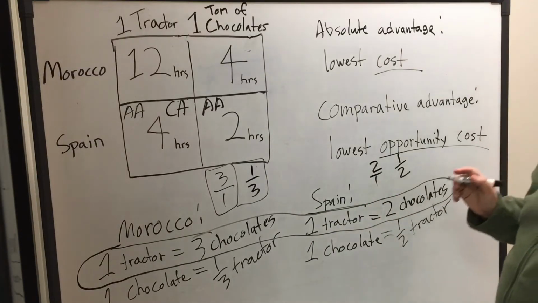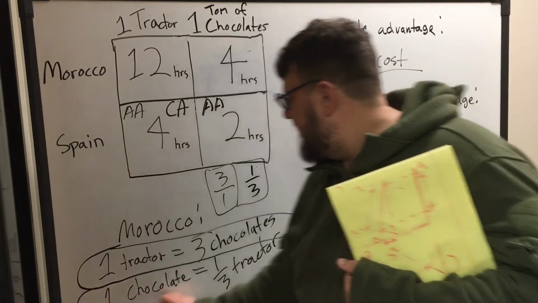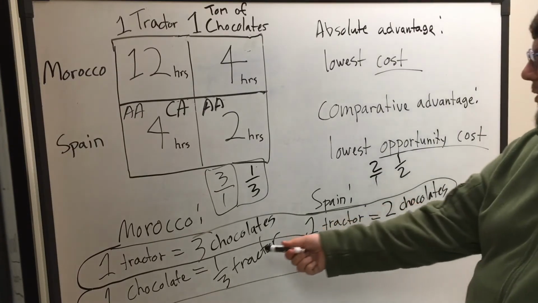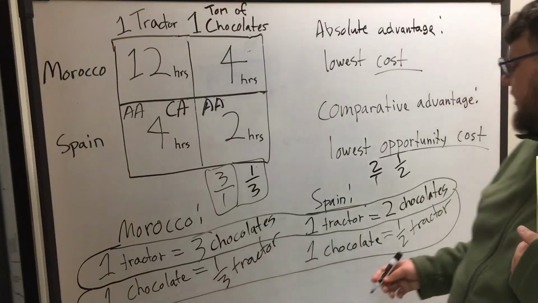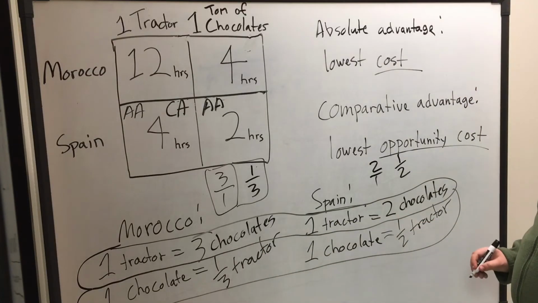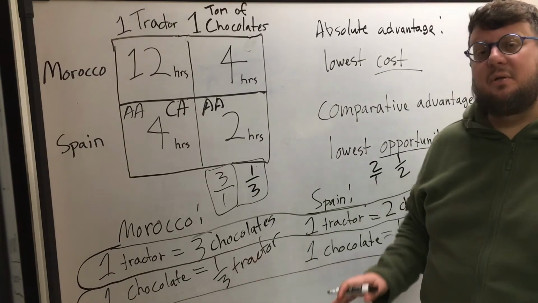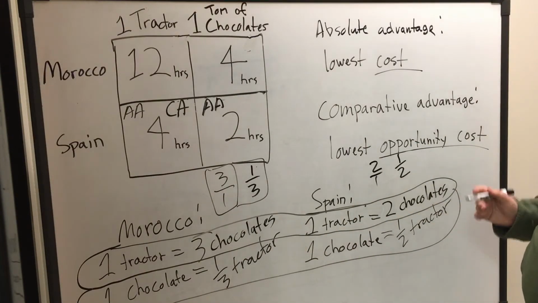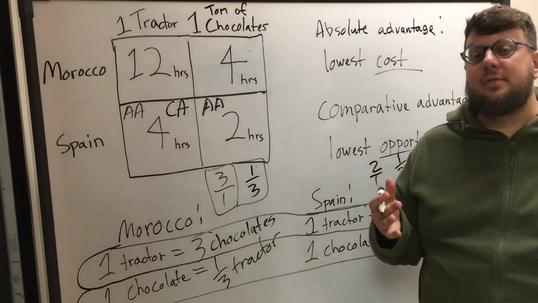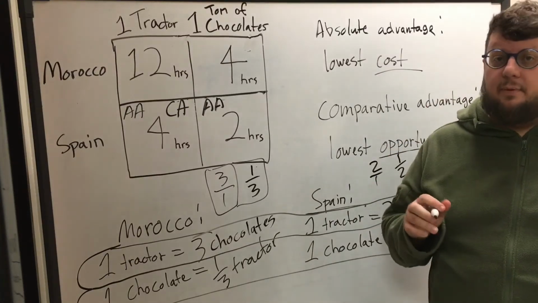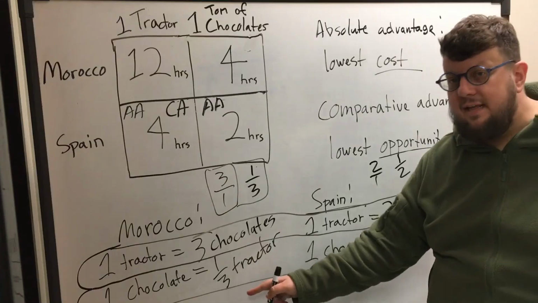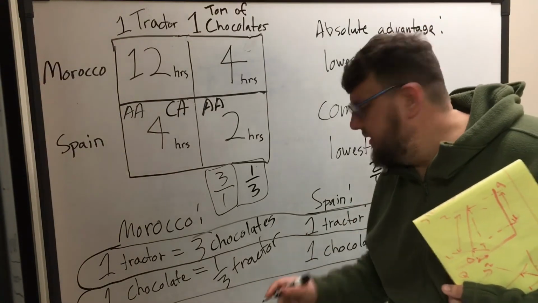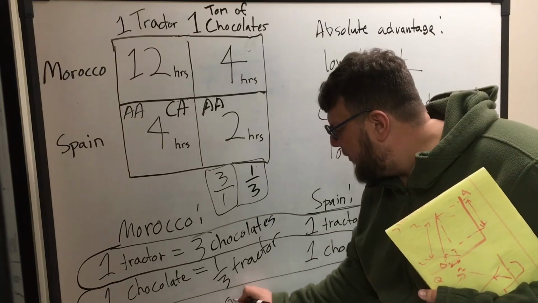Now, let's go ahead and compare the other good. How much do we give up for chocolate in terms of the other good? Morocco gives up 1/3 of a tractor to make a chocolate, while Spain gives up 1/2 a tractor. Now, sometimes your fractions, when you do this, are going to be more complicated than 1/3 and 1/2. And if that is confusing to you, if your professor allows it, you can go ahead and on your calculator or your computer, you can type 1 divided by 3 in this case, or 1 divided by 2, and then hit the equal sign to come up with a decimal.